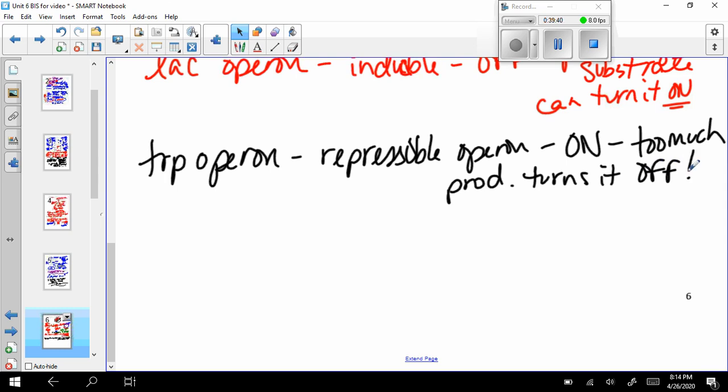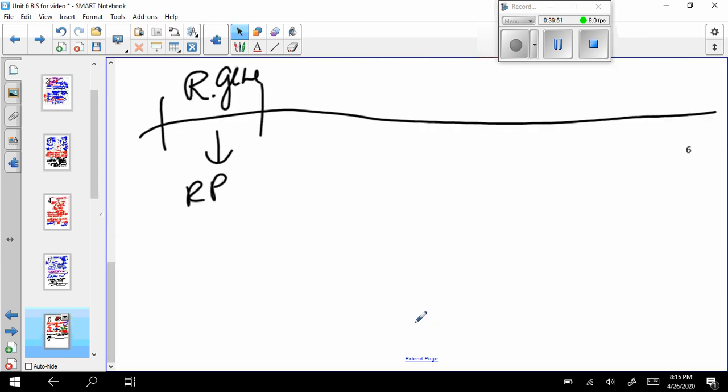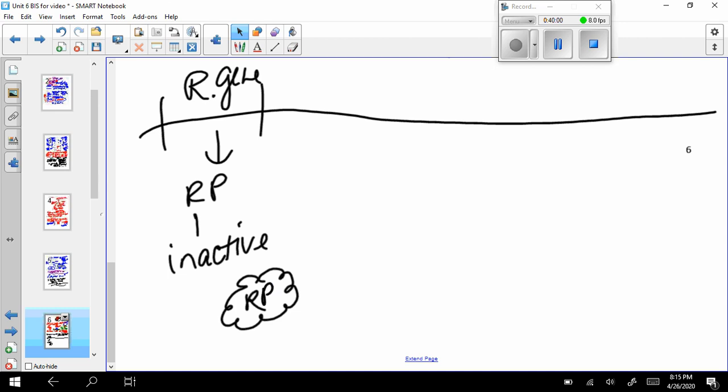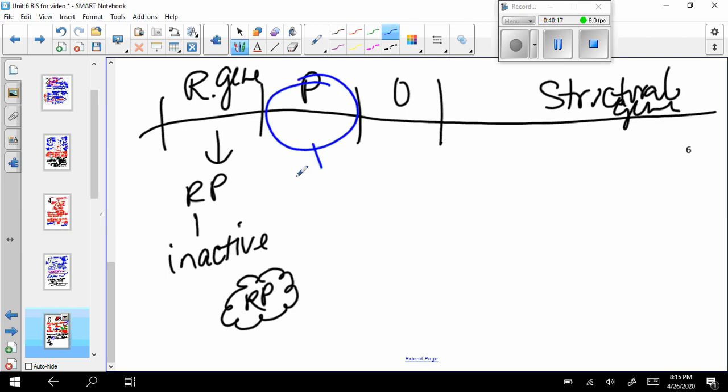Okay, so what happens with this one, here's my stretch of DNA. Here is my regulatory gene. This makes a repressor protein. The difference is the repressor protein that's made is inactive. So I'm going to draw it like this. This is my repressor protein. Okay, now this section is my promoter, this section is my operator, and this is my structural gene. This is my RNA polymerase.